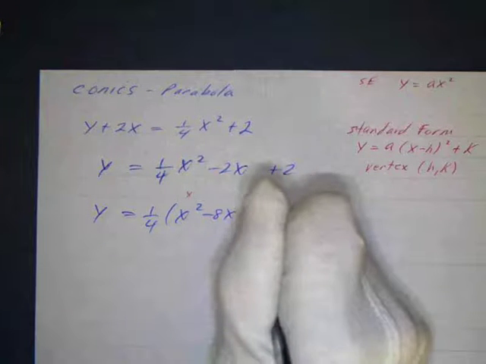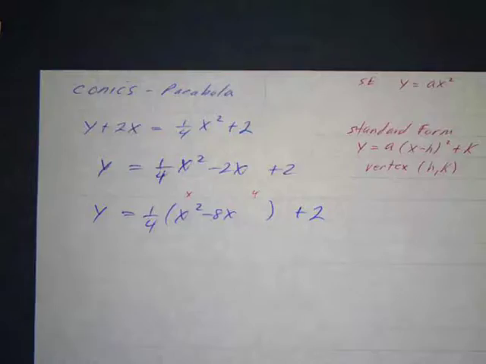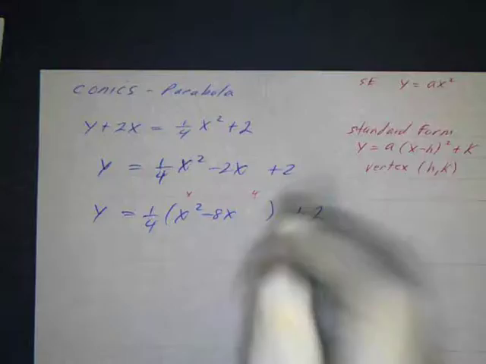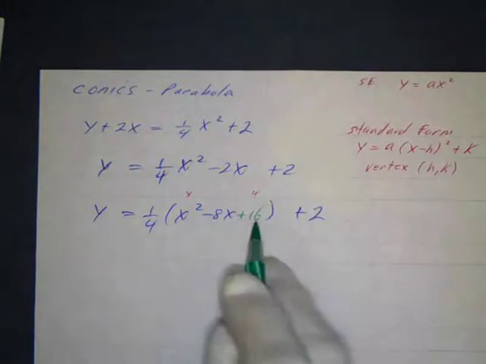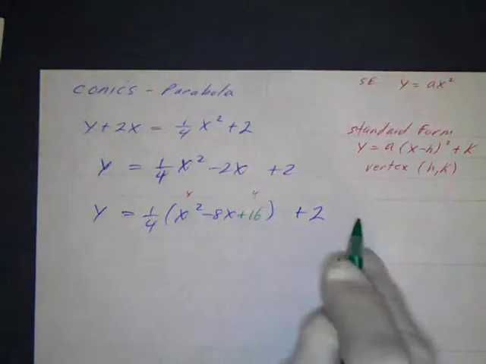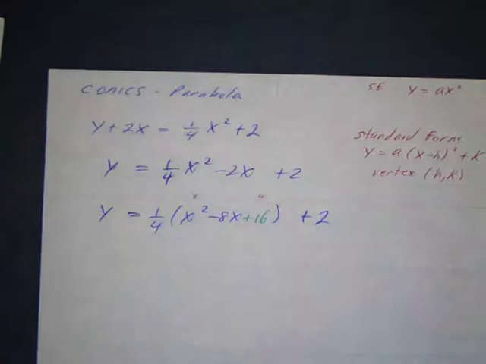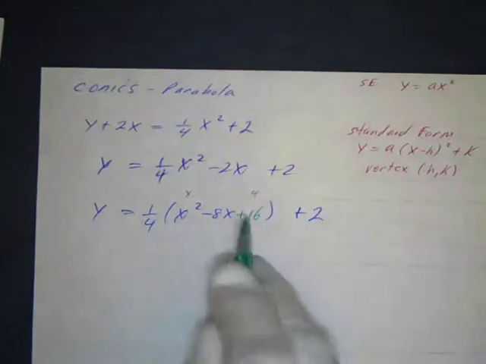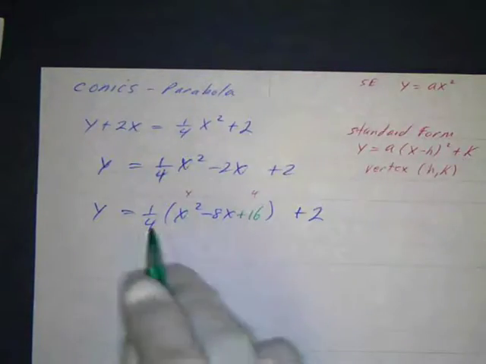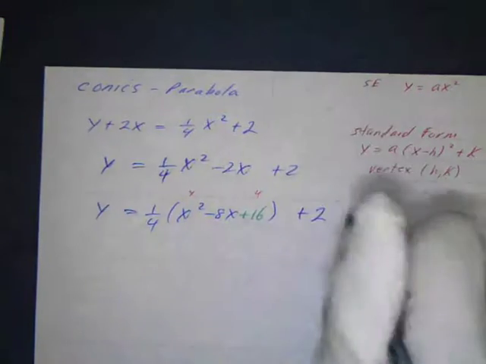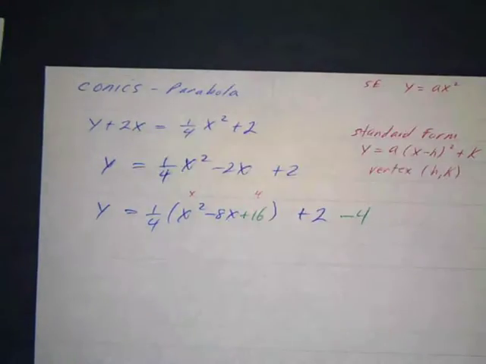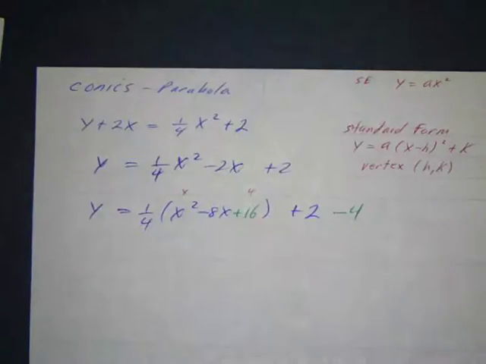Half of 8 is 4, so 4 squared is 16, so I'm going to add 16. But if I add 16 to the right, I've got to subtract 16 from the right because I want to make sure I'm just adding 0. The only thing is it's not 16, it's 1/4 of 16. So 1/4 of 16 is 4. So I'm really adding 4, so I have to subtract 4 to balance that out. So those are now balanced.